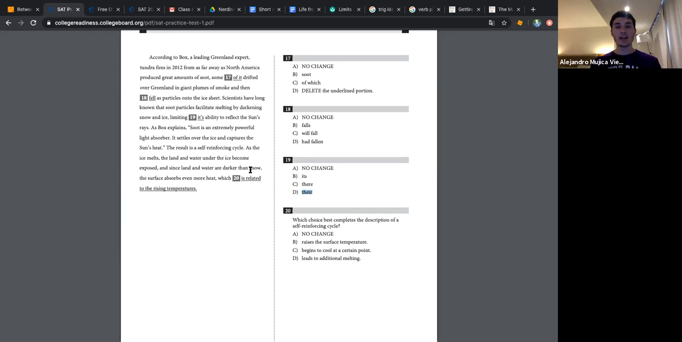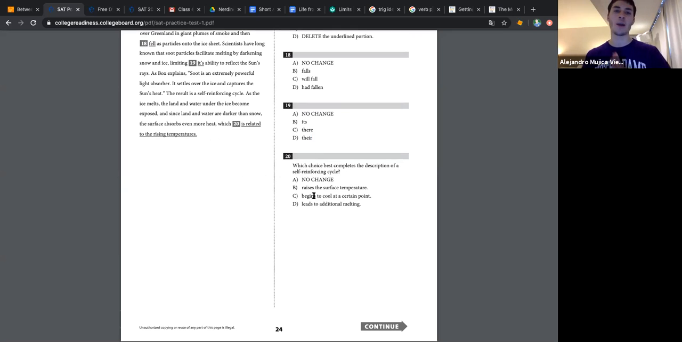Okay. And the key to determining what person is what is the object of the verb darkening in that case. Darkening snow and ice. We're darkening two things. So even though we don't have a plural form, we have two singular forms that are both objects. So it might be confusing to you because we have a singular form, but it is still their that we're going to use here because we have two of those. And we're referring to both of them, limiting their ability to reflect the sun's rays. So D is the right answer.